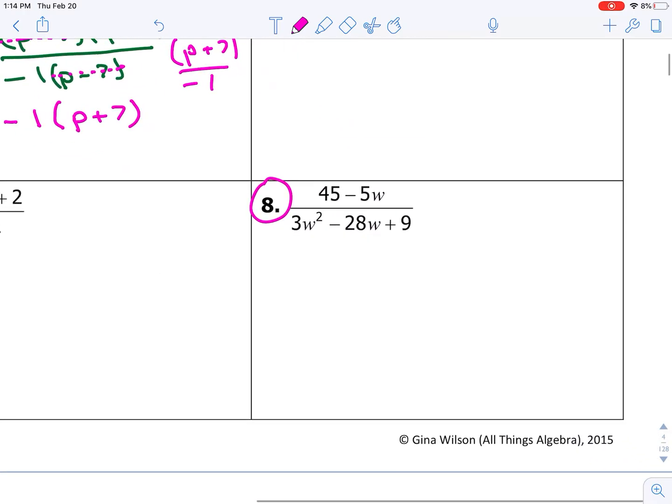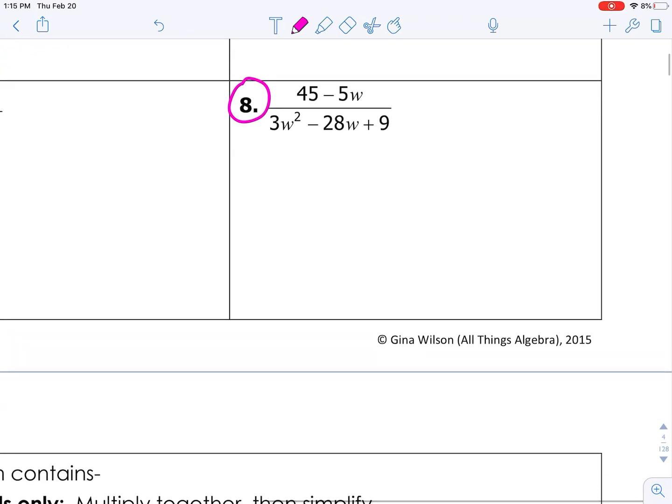Okay, going on to 8 now. So 8, again, we're going to factor anything that we can. So I can see the top has a common factor of 5. So I'm going to rewrite this as 5 parentheses 9 minus w over 3w squared minus 28w plus 9.